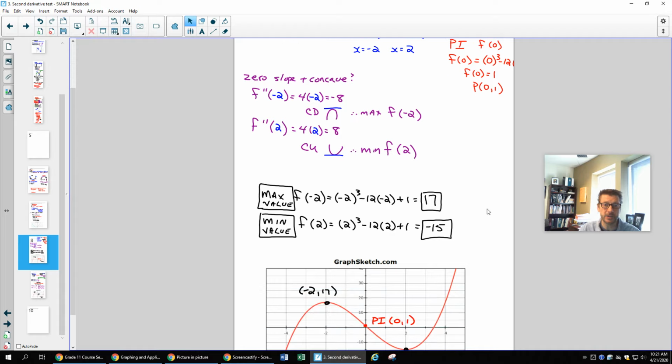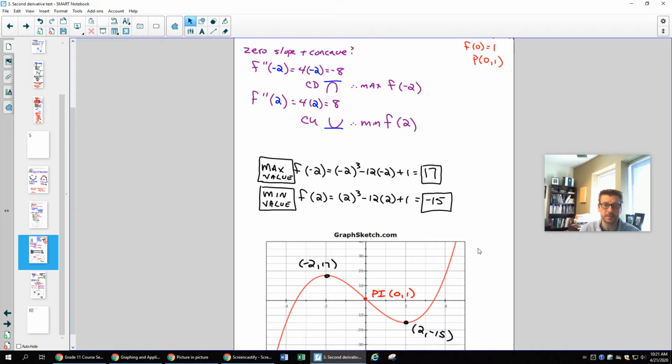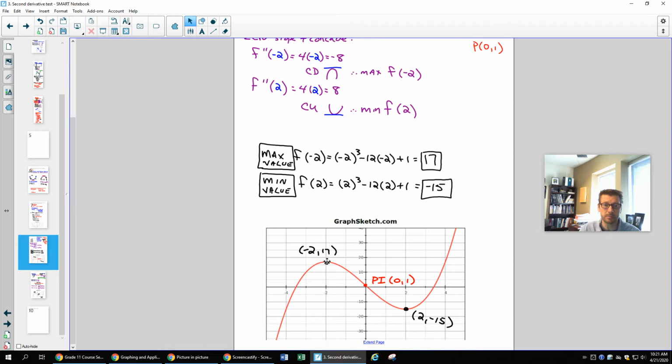So again, how do you find your values? You go back to your function. f of x equals x cubed minus 12x plus 1. Plug in -2. Your maximum is 17. f of 2 equals 2 cubed minus 12 times 2 plus 1, which is -15. Now you've got your local maximum and your local minimum. And again, region of concave down, region of concave up. The boundary in the middle is your point of inflection.